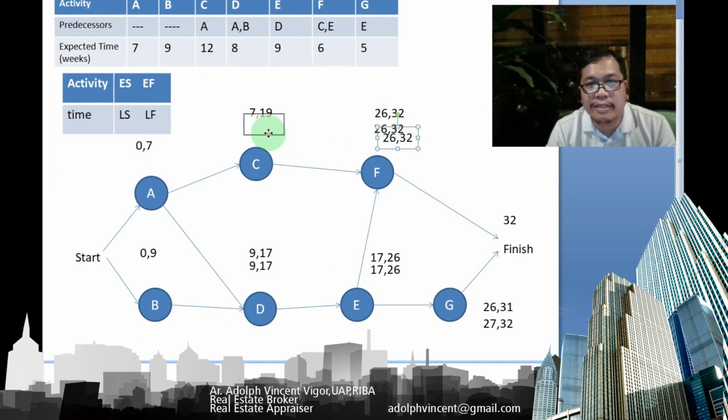Then let's go to letter C. That's 26, I guess. It has only one successor, so it's easier to decide. So 26 minus 12, that's around 14.